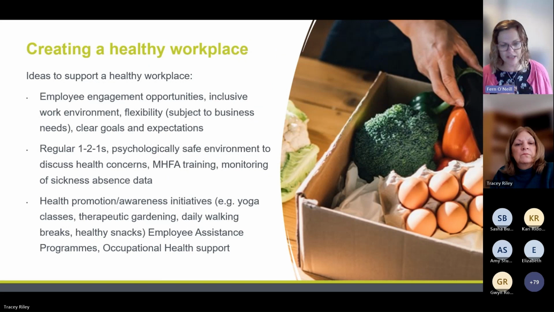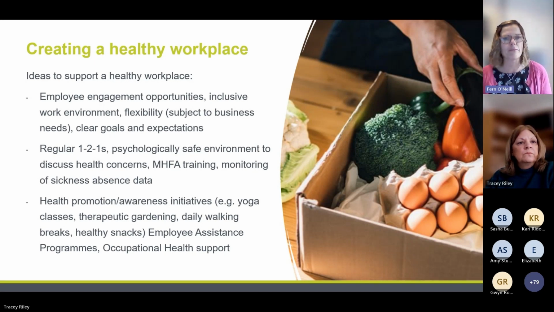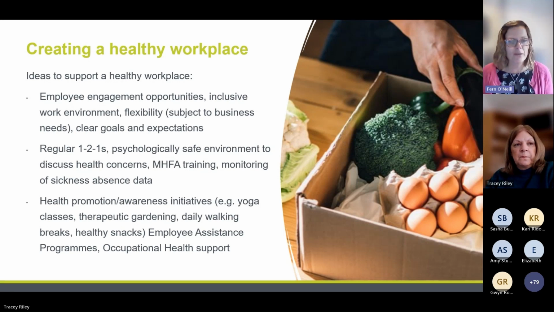Okay, next slide, please, Tracy. And the last topic from me at the moment is about creating a healthy workplace. How do we create a healthy workplace? Firstly, what I would suggest is ask your employees, what would make the workplace healthier for them? I think we don't have all the answers, so it doesn't need to be a specific wellbeing survey.